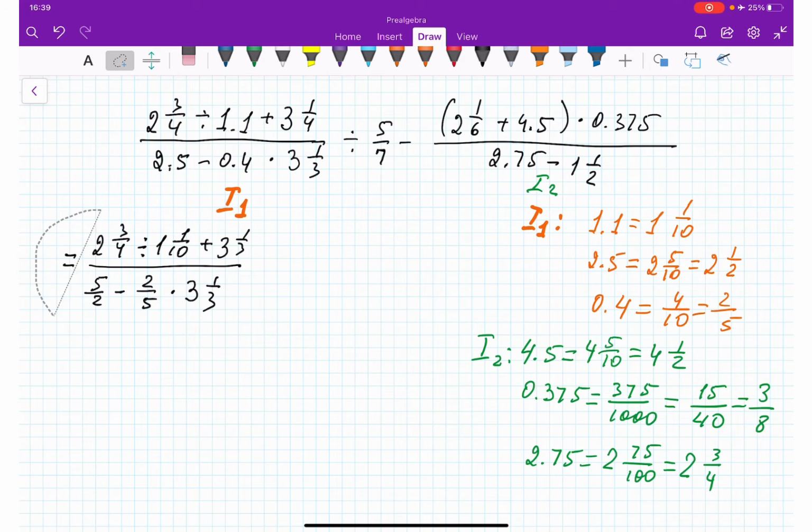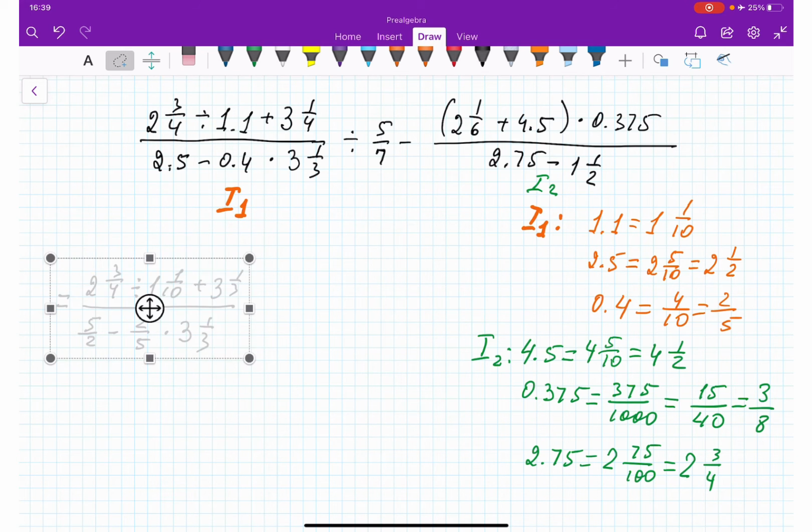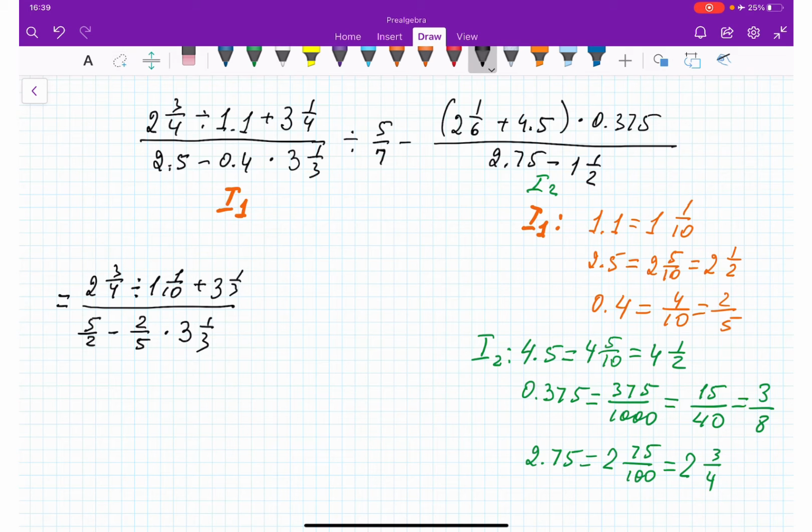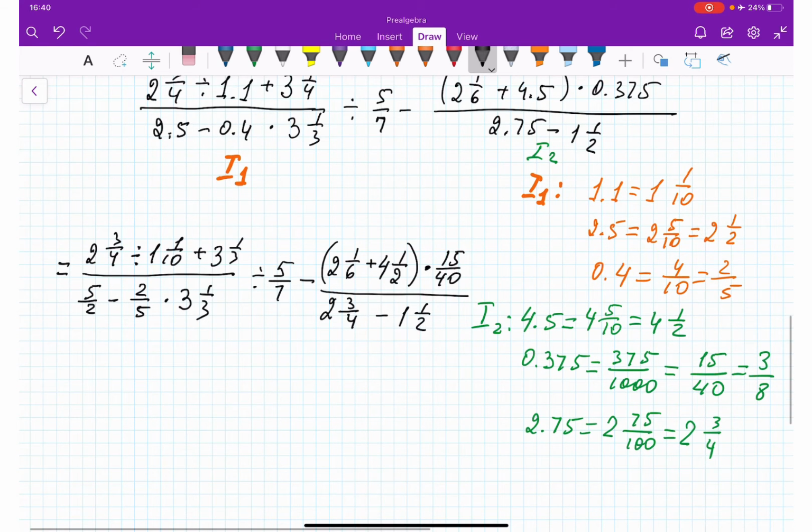Okay, let me bring it down. Divided by 5 over 7 minus 2.16 plus 4 and 1/2 times 3 over 8, divided by 2 and 3/4, and minus 1 and 1/2.